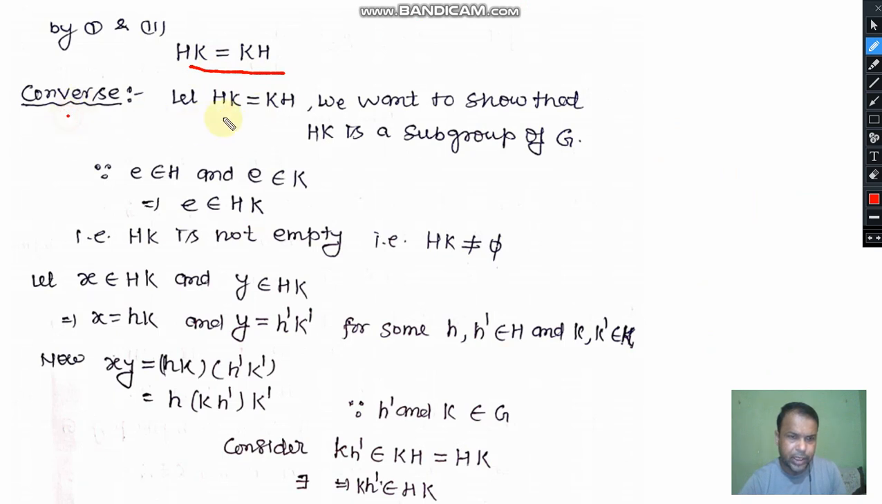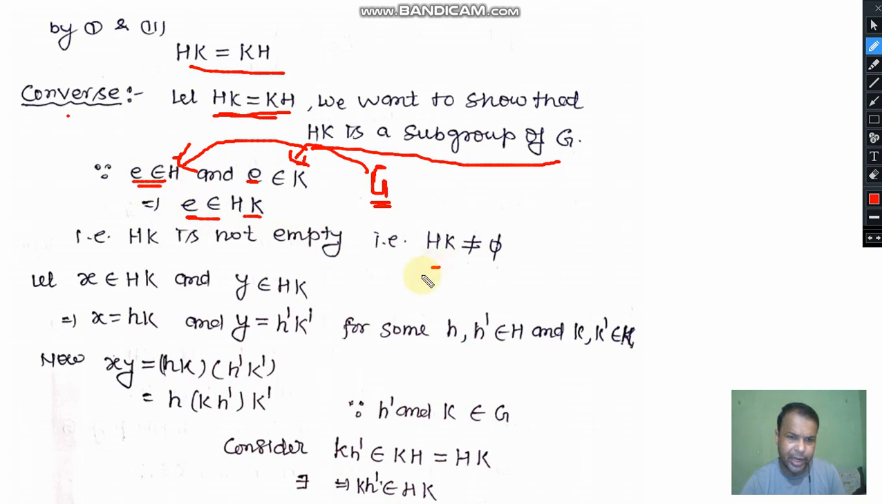Now to prove the converse part, we will prove HK equal to KH. This is our initial assumption, and now we will show that HK is a subgroup of G. As we know that H is a subgroup, K is a subgroup, so at least the identity will belong to H and K. And H and K are subgroups of G. So the identity cannot be more than one. So identity is always unique. So the identity of G will also be available in K and will also be available in H. So at least one common element e will belong to their product HK. So HK cannot be empty.